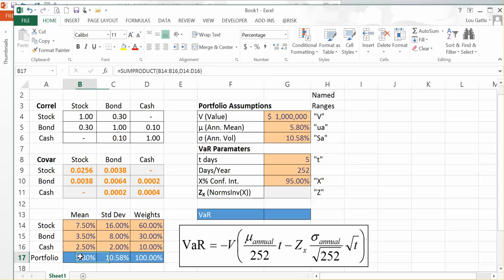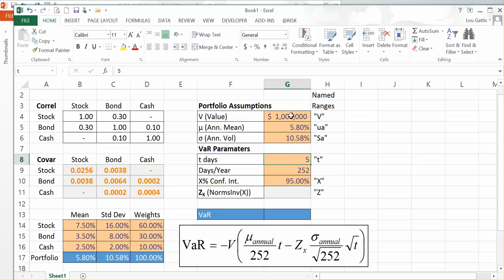The expected return of that portfolio is simply the SUMPRODUCT of the means times the weights. Again, this was covered in our topics of estimating portfolio mean and standard deviation. So here's our expected mean and standard deviation of a portfolio. It's invested 60, 30, 10 in stocks, bonds, and cash. I can then ask, well, how much money can I lose over 5 days with a 95% confidence interval?